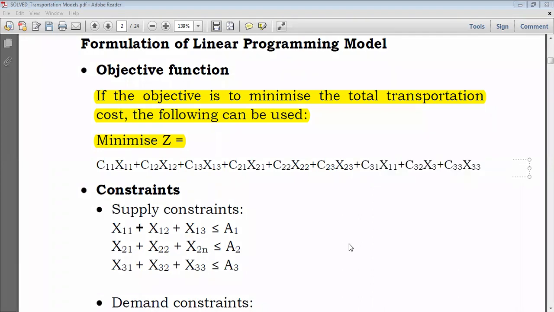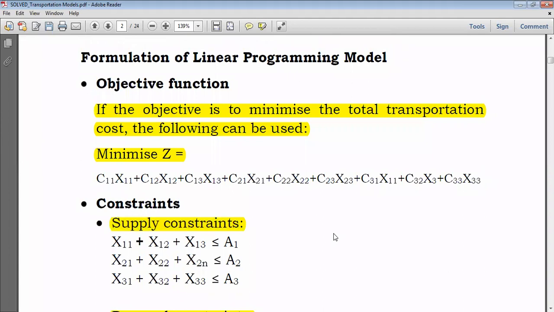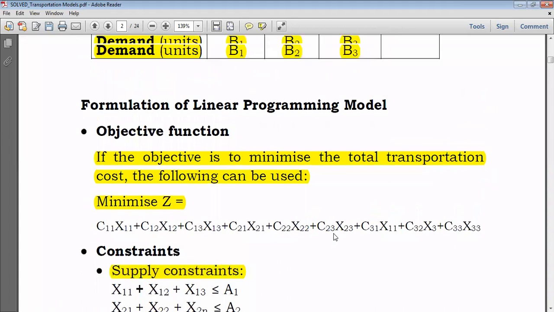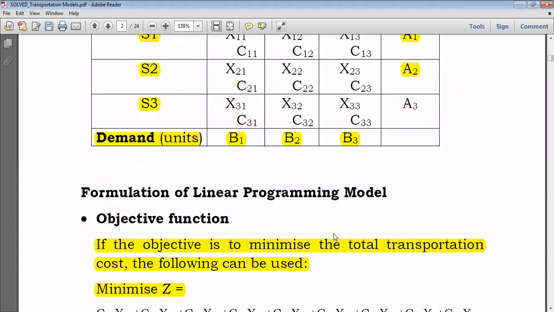So we can proceed now. Now we just go to the constraints. As we saw, we had supply constraints as well as demand constraints, and that's what we are just going to focus on. Since we're supplying, we cannot fulfill demand more than the supply we have.